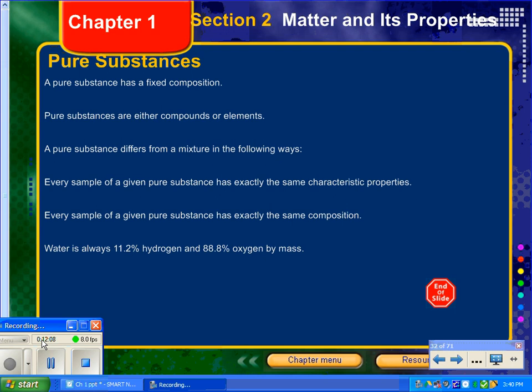Mixtures will vary. An example: salt will always be NaCl. This is regular table salt. It will always be the same no matter where you get it from. It always has the same properties. A mixture, for example, is Italian dressing. No matter which restaurant you go to, their Italian dressing is going to be a little bit different. They might all contain oil and vinegar, but they don't contain it in the same amounts or the same ratios.